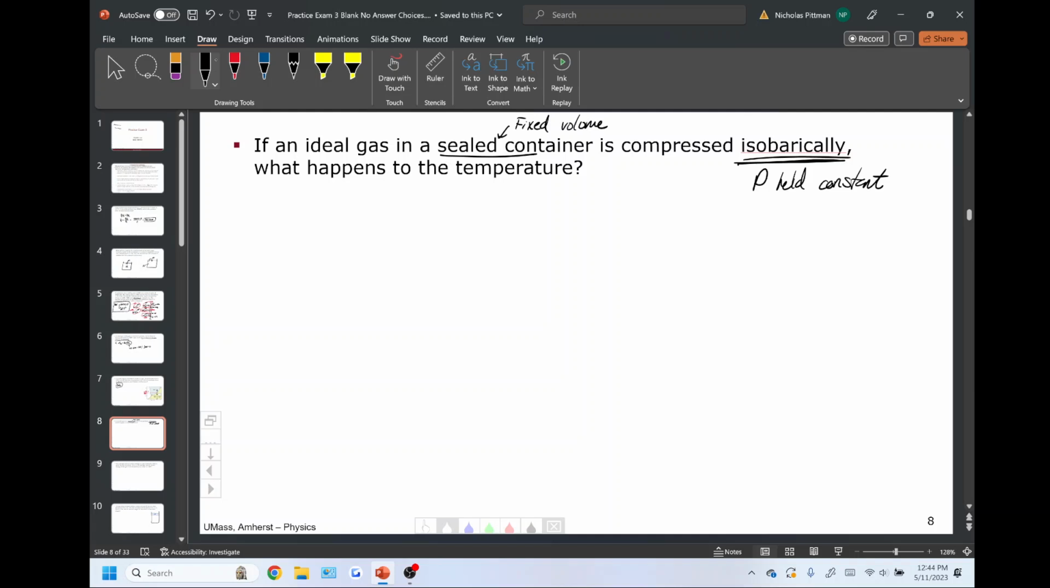Let's see. Isobaric is Charles' law. Hold on a second.